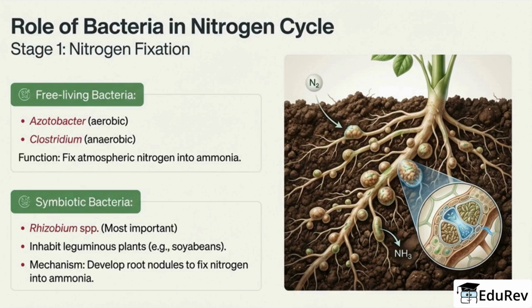Some free-living bacteria, like Azotobacter in oxygen-rich soils and Clostridium in anaerobic pockets, can convert atmospheric nitrogen into ammonia. Equally important are symbiotic bacteria such as Rhizobium, which form root nodules on legumes and fix nitrogen directly in association with the plant, supplying ammonia that supports plant growth.